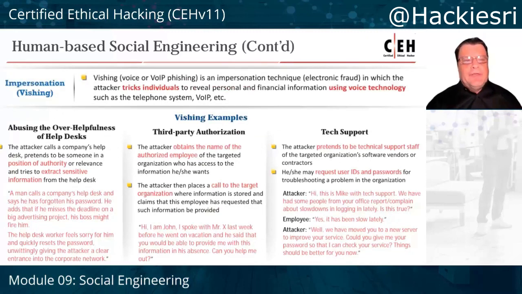Human-based social engineering continued. Impersonation as phishing with a V. Vishing, or voice over internet protocol phishing, is an impersonation technique, electronic fraud, in which the attacker tricks individuals into revealing personal and financial information using voice technology such as telephone systems, VoIP, etc. Needless to say, they could also use a voice changer on the line in order to disguise their voice, up to the point of disguising a male as a female voice or vice versa.